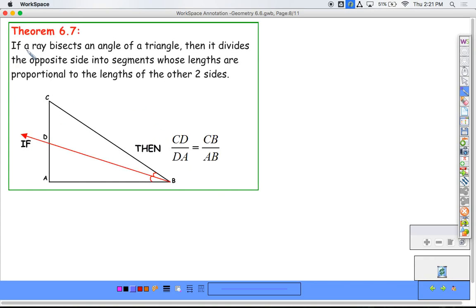Finally, we can say theorem 6-7, if a ray bisects an angle of a triangle, so angle bisector right here, then it divides the opposite side, so that'd be this side, into segments whose lengths are proportional to the lengths of the other two sides. So we could say CD over DA equals CB over AB. You could also say CD over CB equals DA over AB. That goes with those properties we learned.